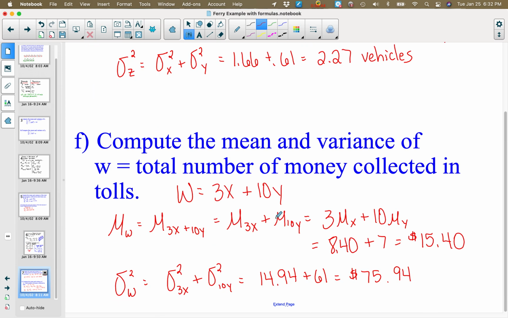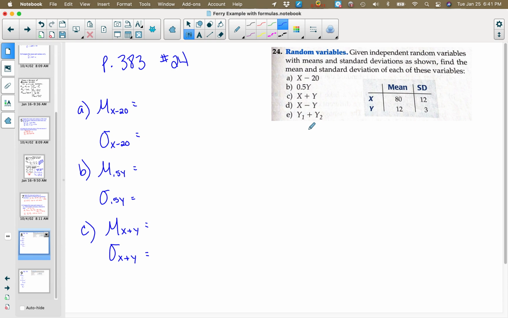I'm going to do a problem from the textbook. All right, so this is page 383, number 24, and these are the directions, and this has no context. This is practice with formulas. So given independent random variables with means and standard deviations as shown, find the mean and standard deviation of each of these variables. So they first say X minus 20. Well, what that means is we have to find mu sub X minus 20, and then we have to find the standard deviation, so sigma sub X minus 20.